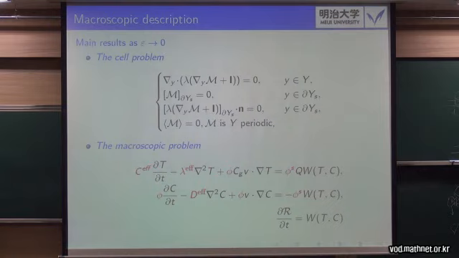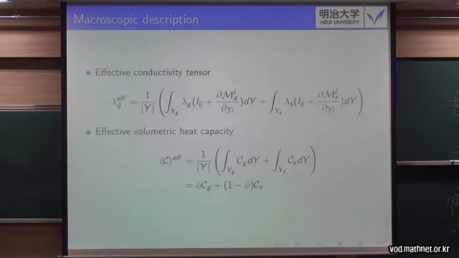In the microscopic system, we have a system that depends on the gas phase and the solid phase temperature. But here we have only a one temperature system representing the entire homogeneous medium. So the definition of the effective parameters is given as follows, where we use the solution of the cell problem for the computation of the effective parameters. Also the volumetric heat capacity is defined in the following sense.